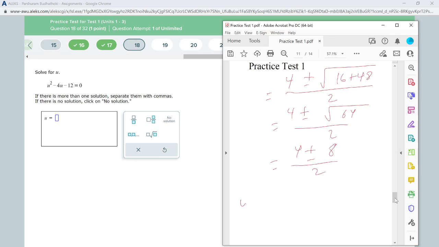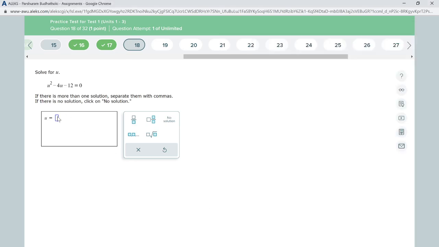So you have two different answers. U equal 4 plus 8 by using plus, u equal 4 minus 8 by using minus. If you simplify this, 4 plus 8 is 12, divided by 2 is 6. 4 minus 8 is -4, divided by 2 is -2. So there are two possible answers, 6 and -2. You can write -2 comma 6 or 6 comma -2.